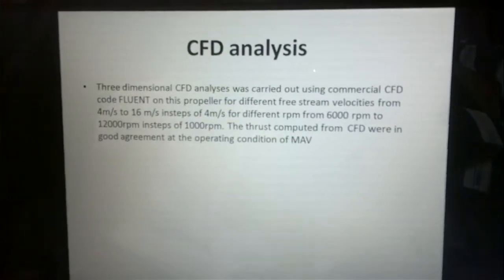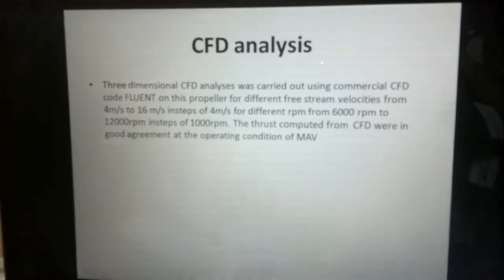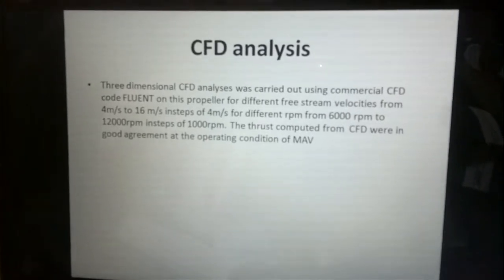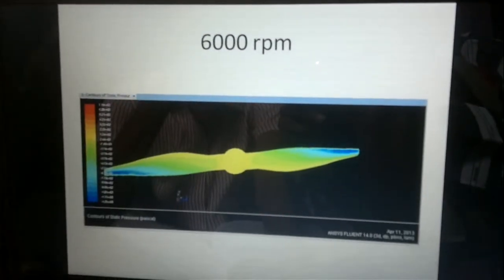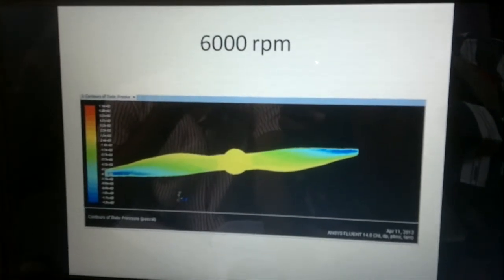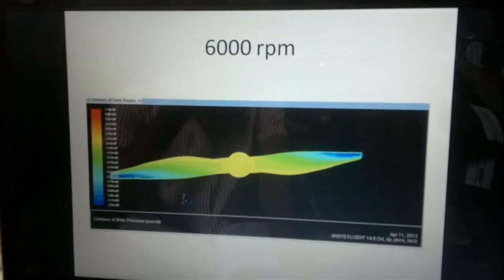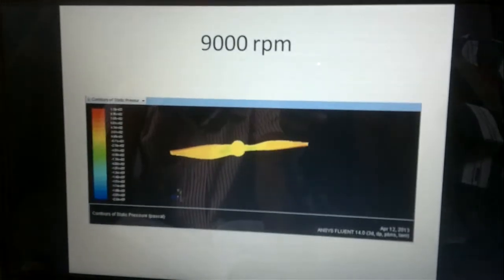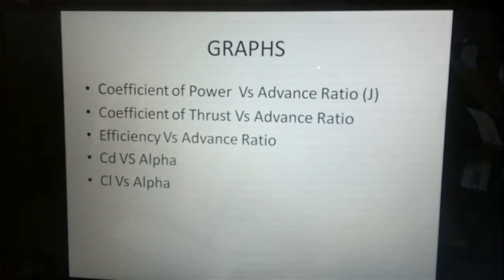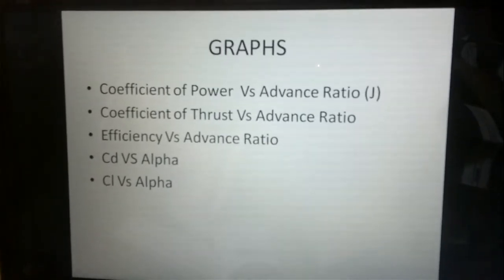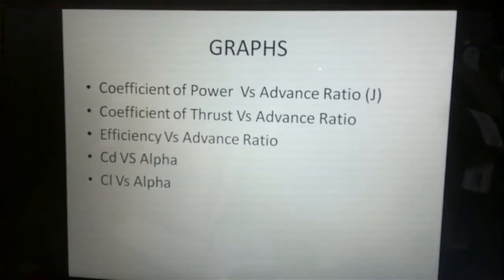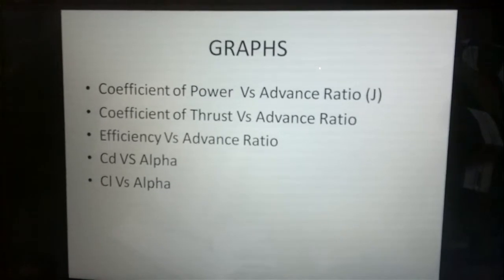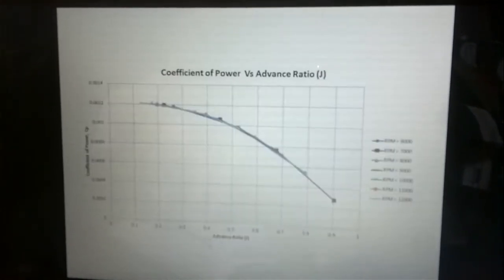The CFD analysis is done from 6000 rpm to 12000 rpm at 4 meters per second to 16 meters per second. This is 2 meters per second at 6000 rpm. The graphs are obtained. This is the contour of pressure. This is 7000 rpm, 8000 rpm, 9000, 10,000 and so forth. The graphs we obtained are coefficient of power versus advance ratio, coefficient of thrust versus advance ratio, efficiency versus advance ratio, and CD and CL versus alpha.